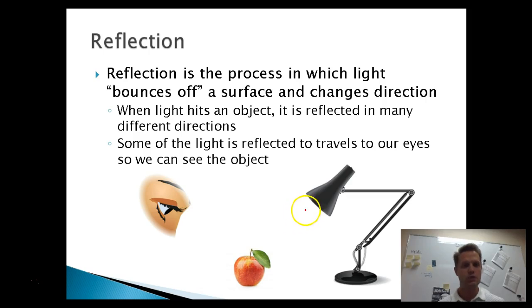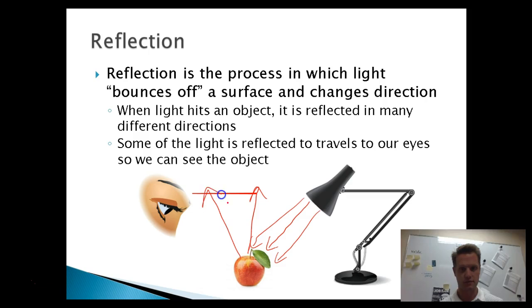Reflection is the process in which light bounces off the surface of something and changes direction. So when the light leaves this lamp, it leaves in straight lines. But when it hits the object, it bounces off in different directions. Okay?